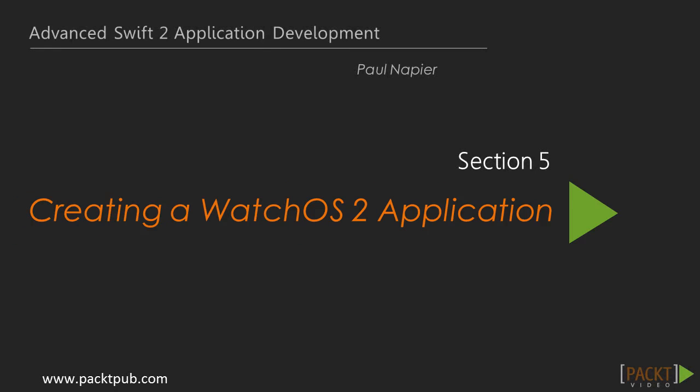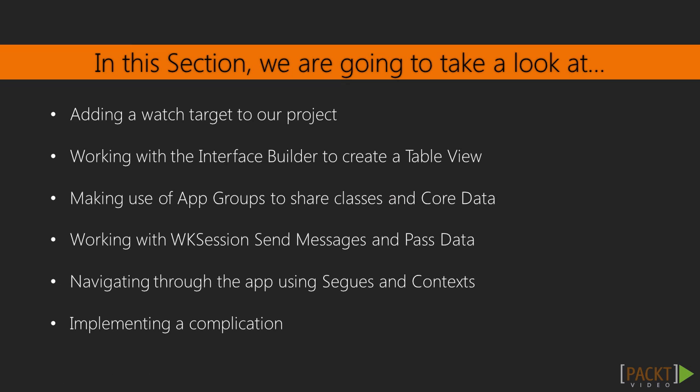Hello and welcome to Section 5, creating a watchOS 2 application. In this section, we're going to add a watch target to our project. And then we'll work through the steps of adding a table view using Interface Builder. We also make use of the app group's entitlement to share classes and core data between our different targets.